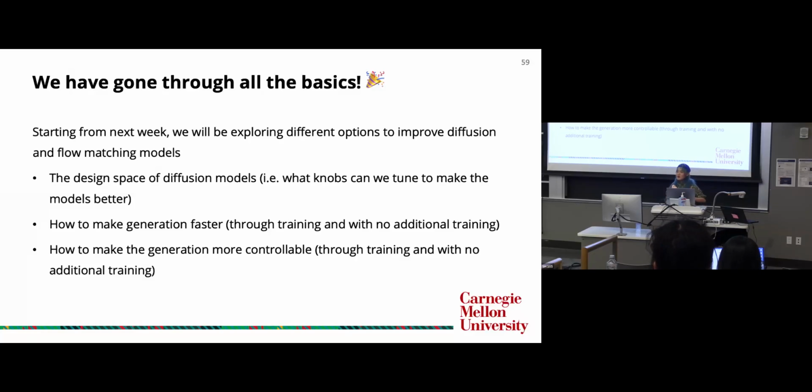There's a paper that systematically studies this. For those of you who did the homework, you should also notice that diffusion models sample really slowly and take so much time. So how do we make the generation faster? We're going to learn to do it with or without retraining the model. And lastly, right now what we've learned are unconditional generations. So how can we make the generation more controllable or conditional? We're going to learn to do it with training and also without training, which is very interesting.